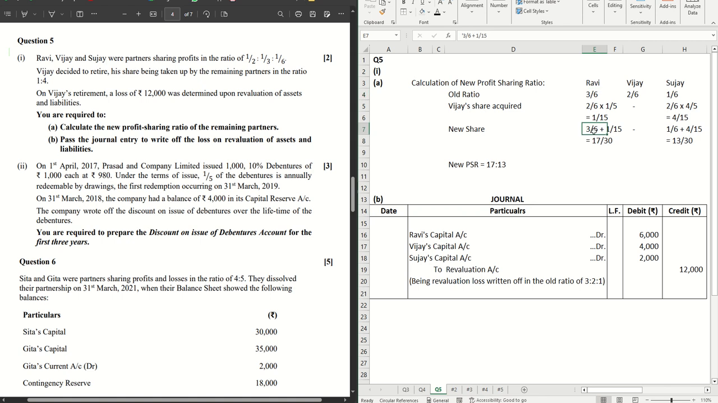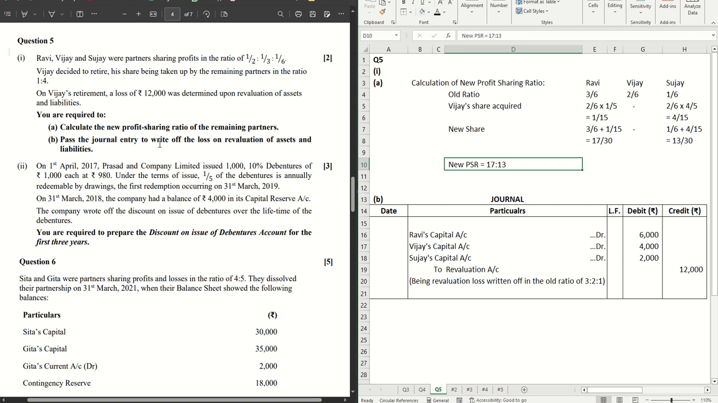All right, then the old ratio plus the gain gives us their new share. So 17 by 30 is the new share of Ravi, and 13 by 30 is the new share of Sujay. So the new PSR becomes 17 is to 13. Okay, first one is done.